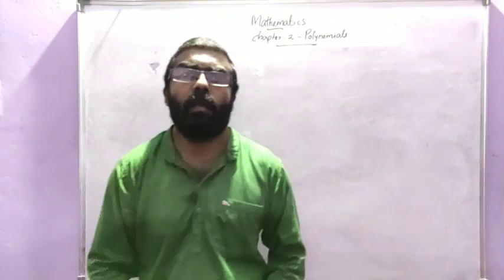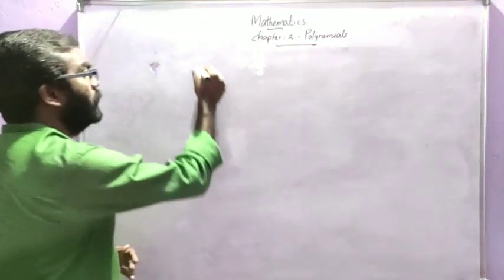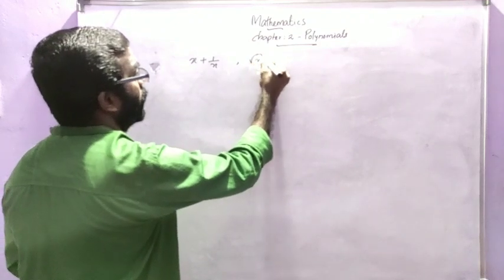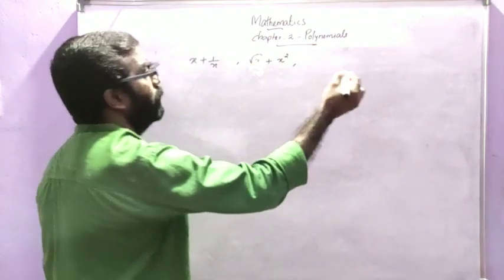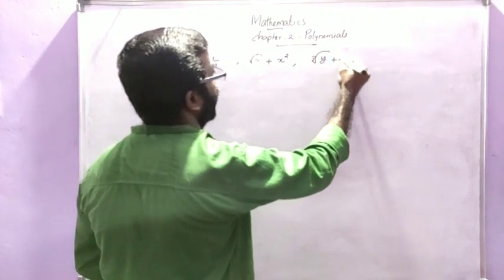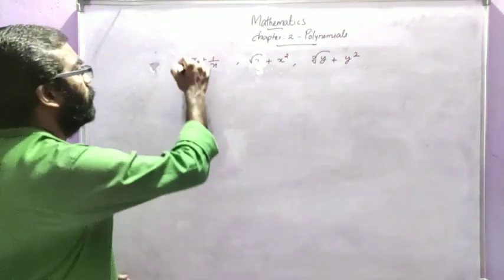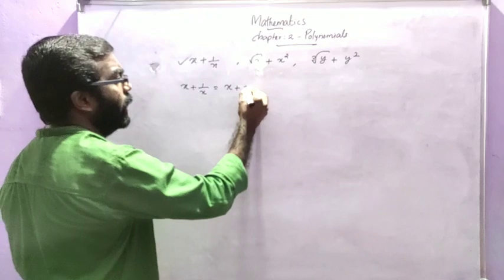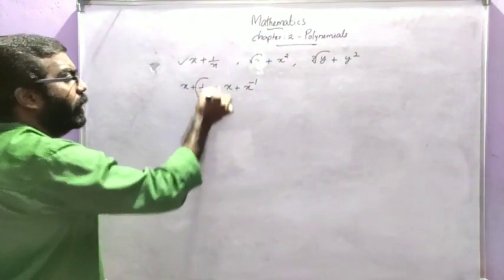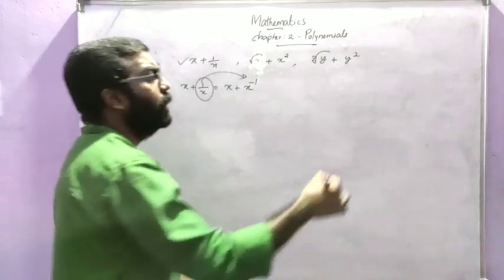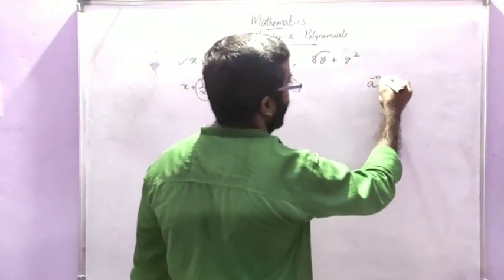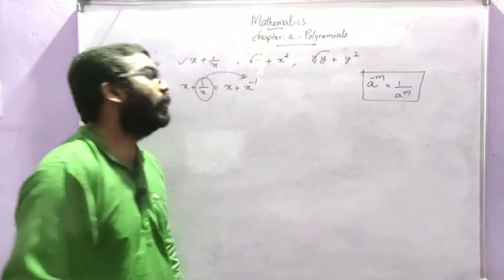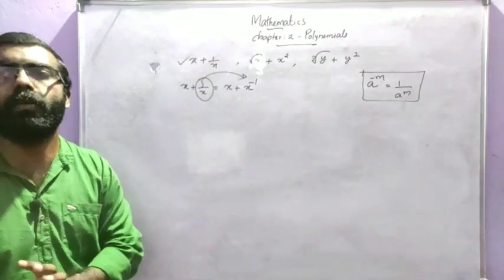Now consider the algebraic expressions such as x plus 1 by x, then root x plus x square, and cube root of y plus y square. Consider the first example, x plus 1 by x. We can write this as x plus x raised to minus 1, rewriting 1 by x as x raised to minus 1 using the result a raised to minus m is equal to 1 by a raised to m.